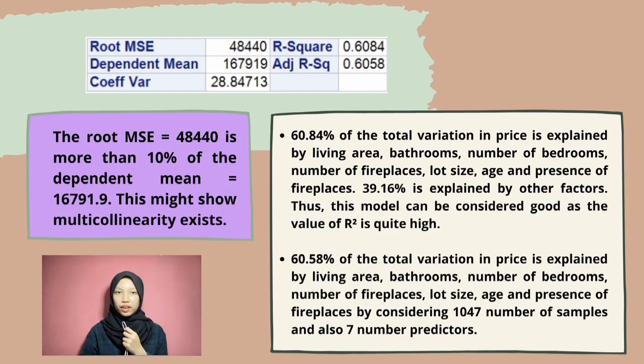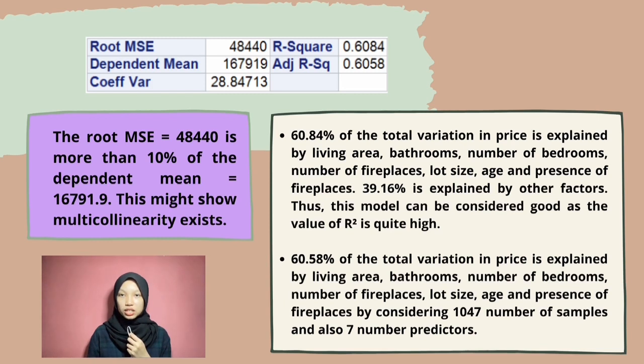For the standard error of estimate, the root MSE is equal to 48440, which is more than 10% of the dependent mean of 167919. This might show multicollinearity exists. 60.84% of the total variation in price is explained by all the predictors. 39.16% is explained by other factors. Thus, this model can be considered good as the value of R squared is quite high.